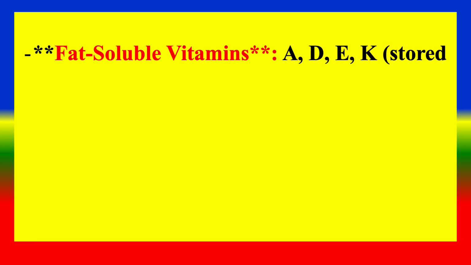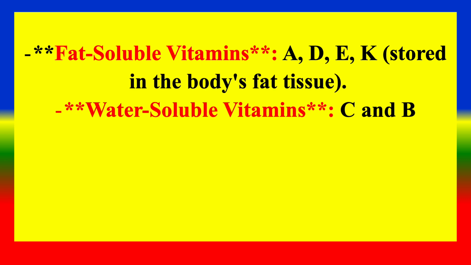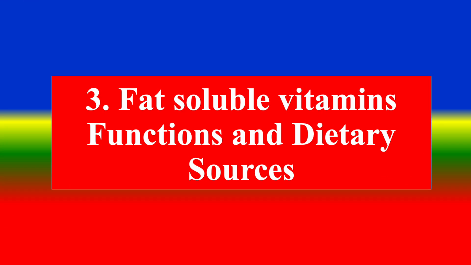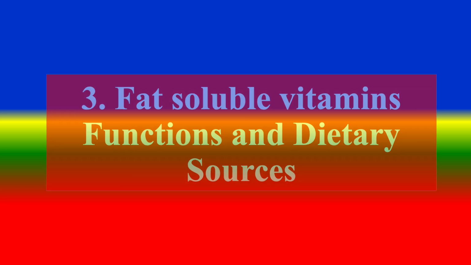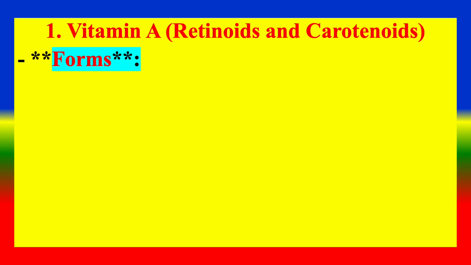Fat soluble vitamins A, D, E, K are stored in the body's fat tissue. Water soluble vitamin C and B complex vitamins are not stored in the body and need regular intake. Three, fat soluble vitamins, functions and dietary sources. One, vitamin A.